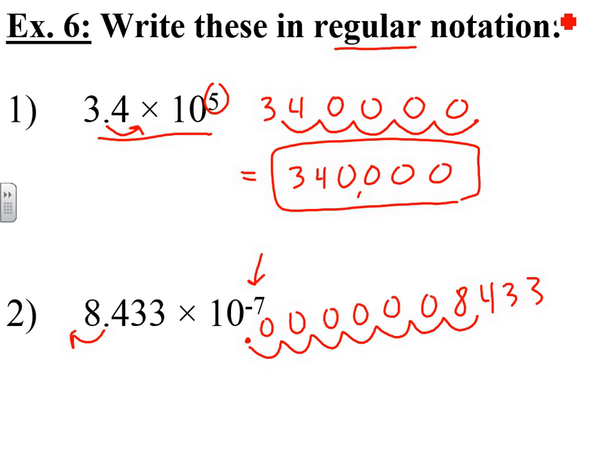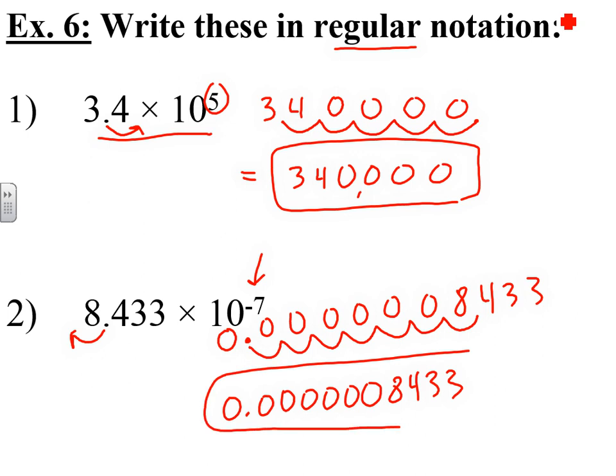And let's rewrite this. Now I also would recommend putting a 0 in front of the decimal place. That way you can see it a little better. So let's rewrite this. So we got 0 point, and then we got 6 zeros here, and then the 8, 4, 3, and 3. And this is your final answer.